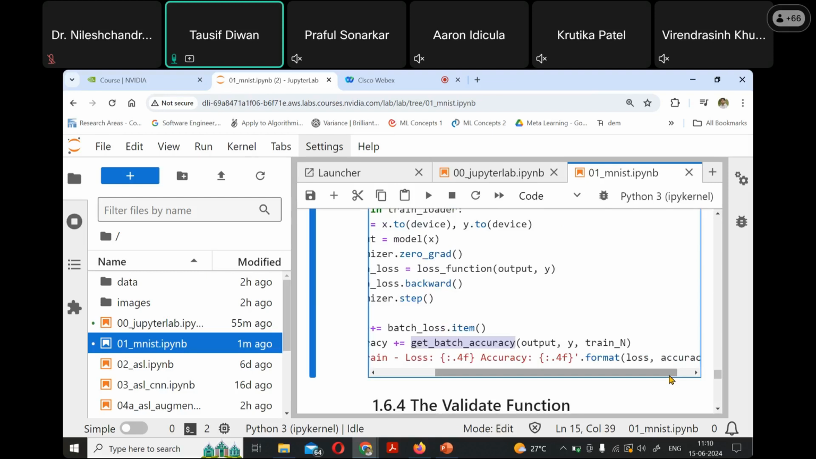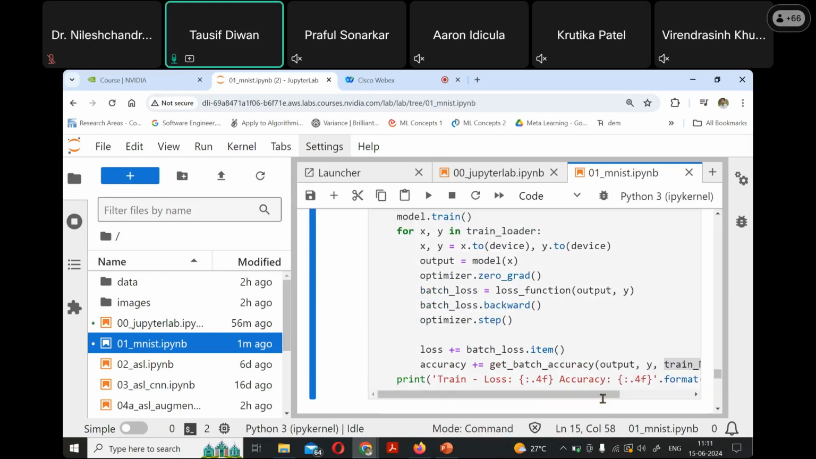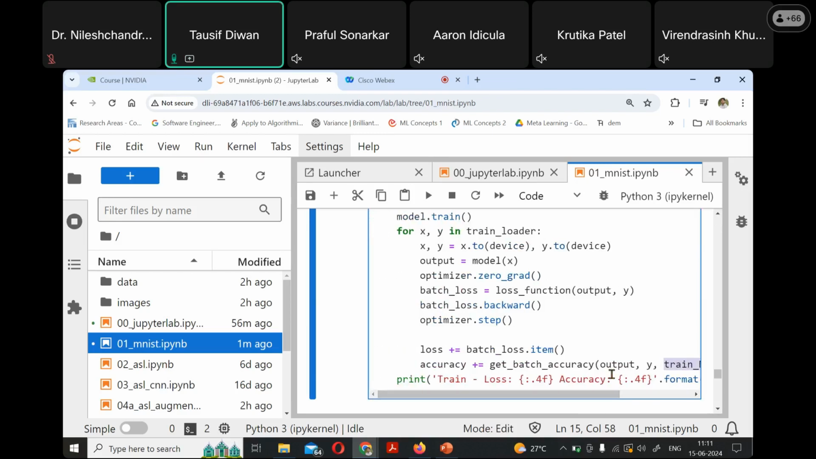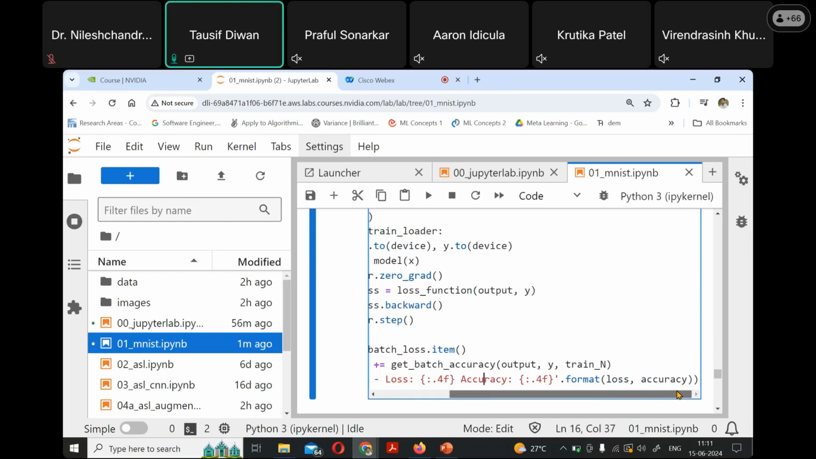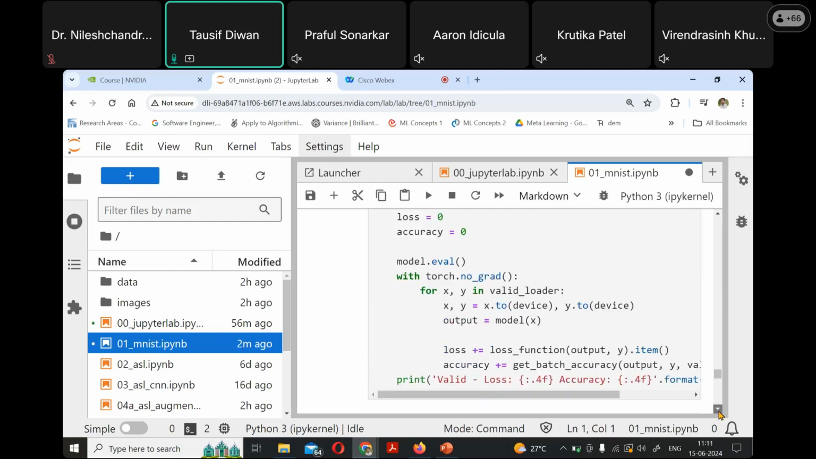Now see, 3 parameters we are passing over here. Output is our predicted output, y is the actual label, and train n is the total number of samples. But why are we passing this total number of samples over here? Because we are working on a batch of size 32. So should we pass 32 here or should we pass 60,000? This is the question. Just think about this. And then finally, this loss and accuracy are getting printed out. Just run this cell. This was my training function. Next one is my validation.